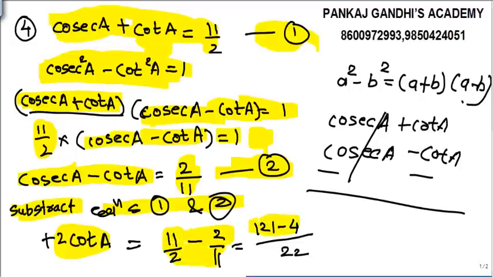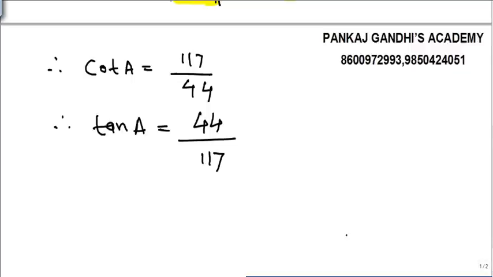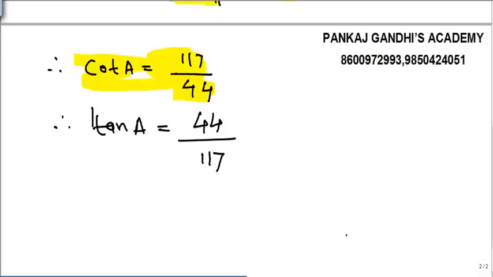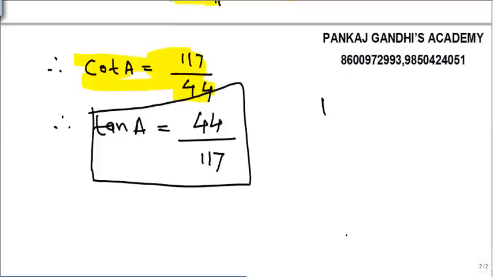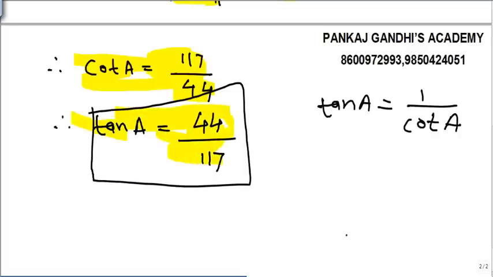So by cross multiplication, 121 minus 4 divided by 22. Obviously, therefore, cot A is equal to 117 by 44. As we got the value of cot A, we can find the value of tan A. Because tan A is equal to 1 upon cot A, the answer will be 44 divided by 117. So this is the final answer for tan A. This way, by using standard formulae, we can solve any equation.